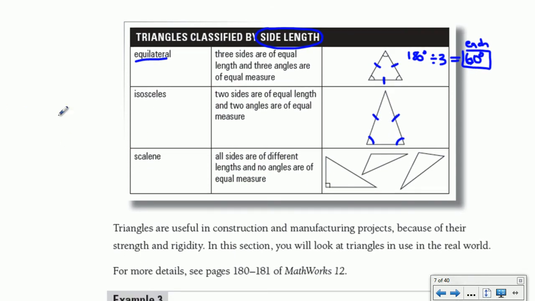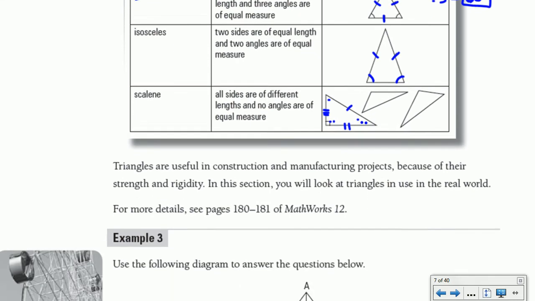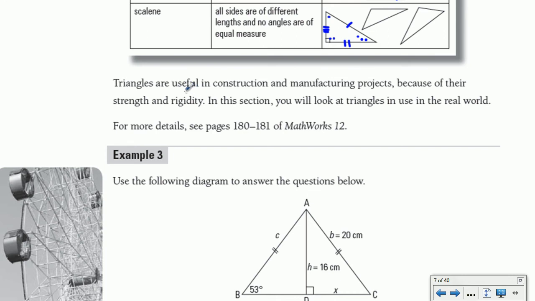And then the last, based on side length, is a scalene. So this has all sides of different length and no angles of equal measure. Looking at all these angles, they're different. Looking at all these sides, they are also different. So those angles are different. Okay, so that'll be useful for us.